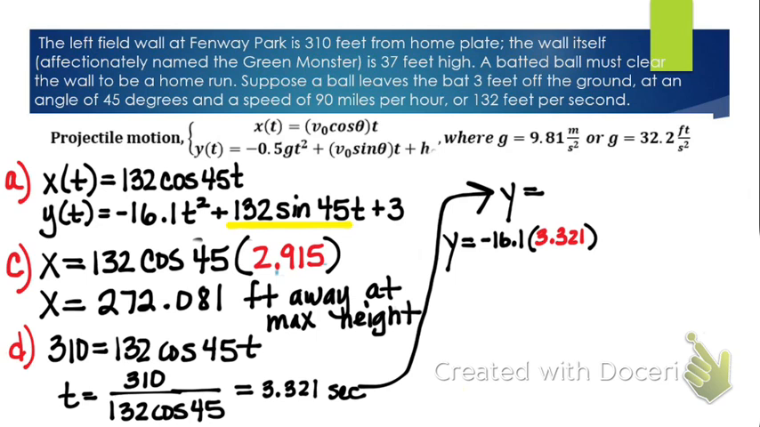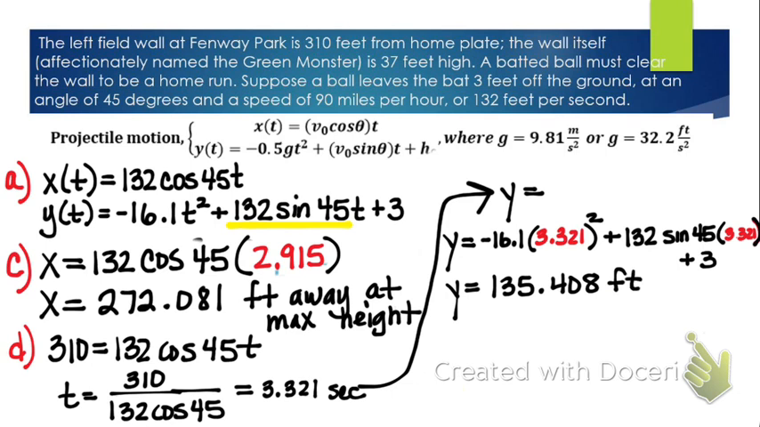Or you have to put parentheses around your denominator. So you should get 135.408 feet, but it says, if it does, by how much? So how tall is the wall?